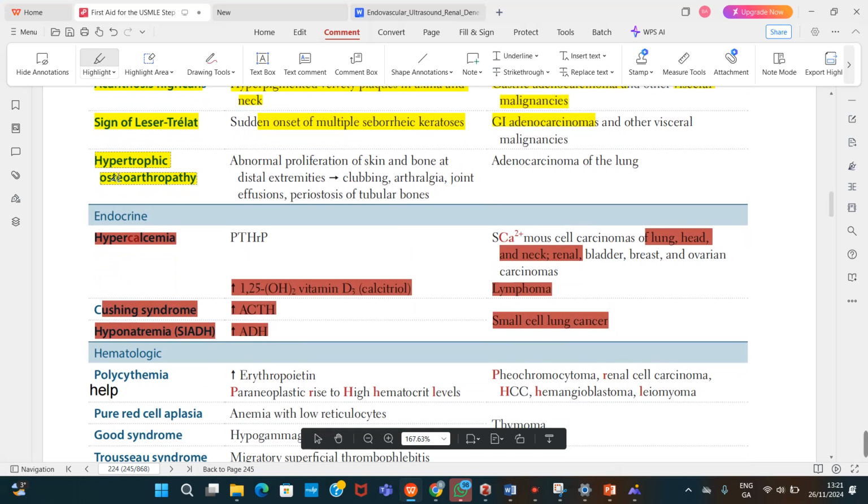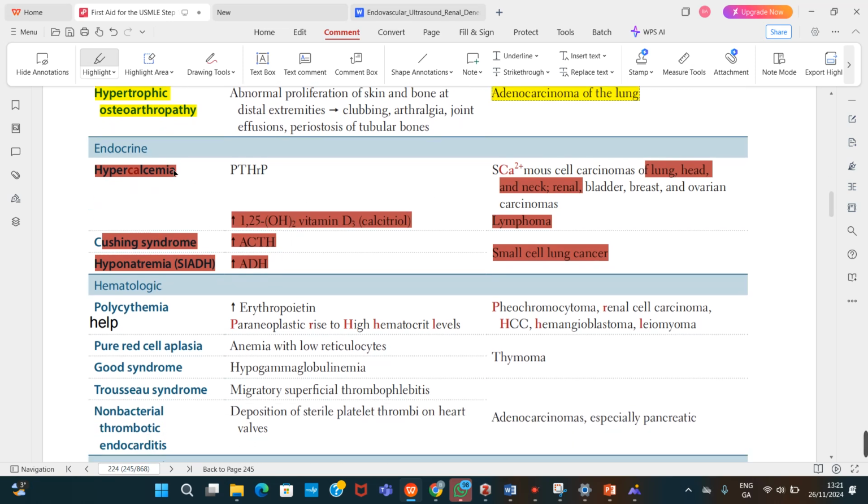So hypertrophic osteoarthropathy is just like finger clubbing. Finger clubbing, arthralgia, joint effusion, and periostitis of the tubular bones is in keeping with people with adenocarcinoma of the lungs, usually, most of the time.